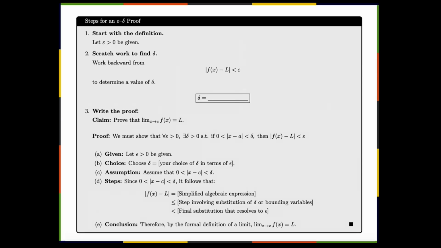So I have created a template for you to use until you get comfortable with this proof. Now, in Canvas and in the XYZ course, I have posted this template along with some different examples that you can use to follow. Whenever we're writing a proof for a limit, here's the notation. If I say the limit as x approaches some value, we'll call it c, of our function, we're going to call the limit L.